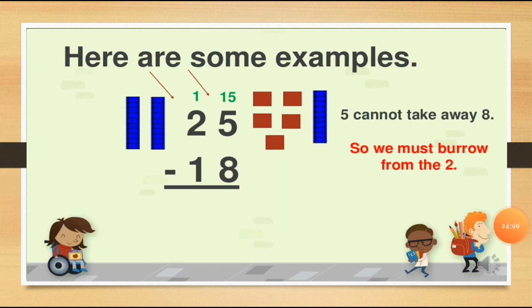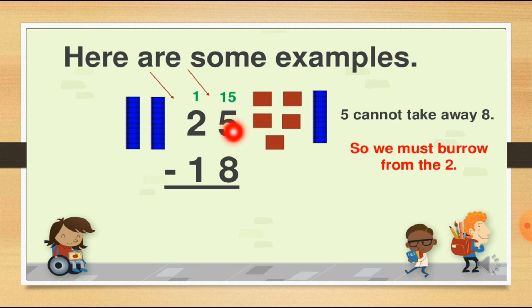Let's see some more examples. Here are some examples. Here is the 25 and 18 number. So 25 is the big number and 18 is small, but we see the ones value, which is horizontally. Now here is the 5 number and here is the 8 number. So 8 is a big number and 5 is a small number. So we need to regroup this sum.